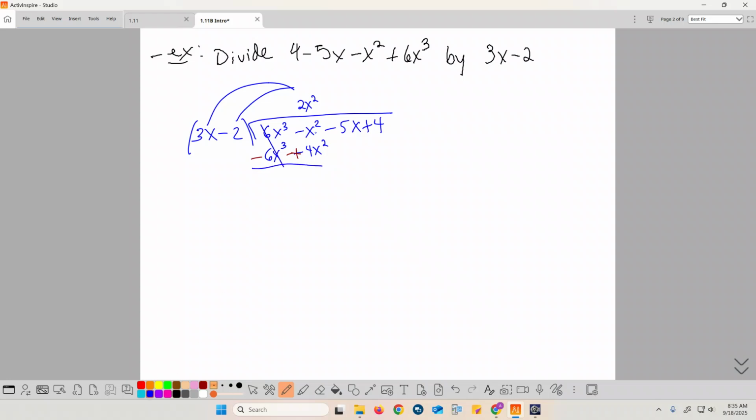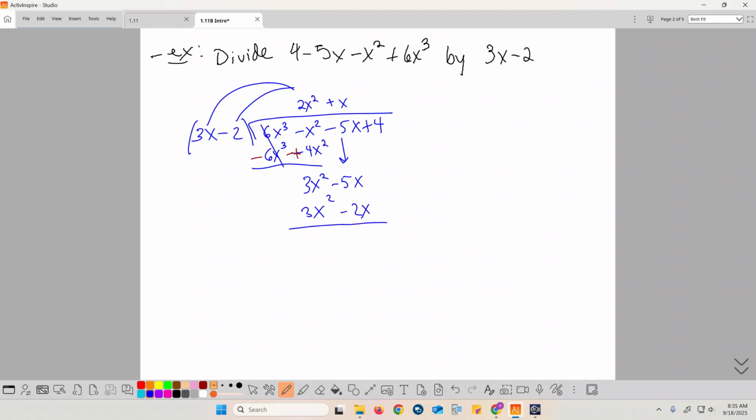All right, this is going to cancel. Negative x squared plus 4x squared should be 3x squared. And then bring down your next term, please. Okay, now from here, 3x. How do we get it to go into 3x squared? We multiply it by another x. So I'm going to put here plus x, and then get that x to multiply into everything. So x times 3x, 3x squared. X times negative 2 becomes minus 2x.